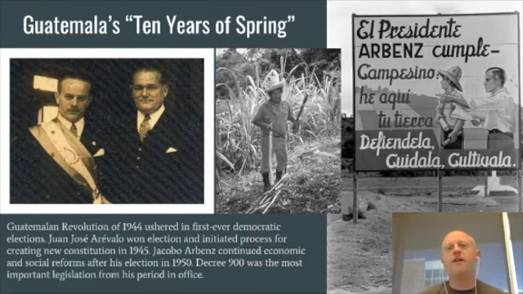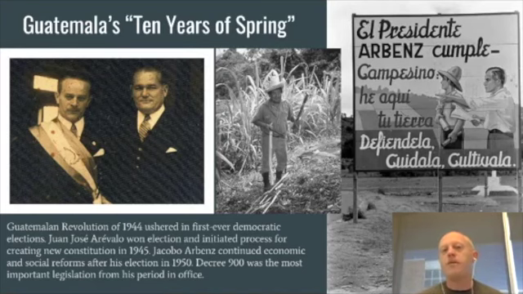Arevalo won, and he created a new constitution in 1945 that was modeled on the Constitution of 1917 that was signed in Mexico after its revolution. That was one of the most progressive constitutions of its time. It allowed for labor organizing. It set some restrictions on separations of church and state, although in Guatemala, not even as much. It also provided for education. It provided for land ownership for rural folks. It sought to break up some of the large land holdings, although the Constitution didn't go very far in that regard.